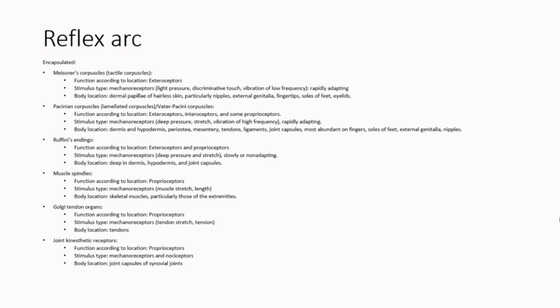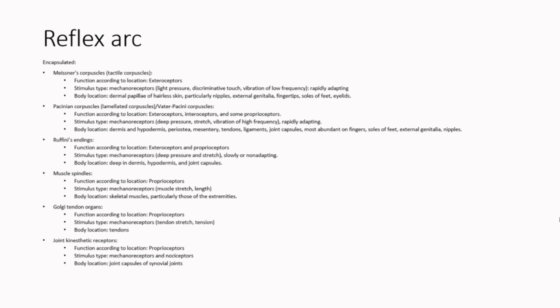A difference between Meissner and Pacinian is that the stimulus type is very similar, but here it's a stronger type of stimulus, like a deep pressure or a high frequency vibration. The Meissners, we find them in dermal papillae of the hairless skin, like nipples, fingertips, the soles of the feet. Pacinian corpuscles, we also call them Vater-Pacini, very similar to Meissners, and we also find them in the dermis. We find them everywhere, but they are very abundant on the fingers.